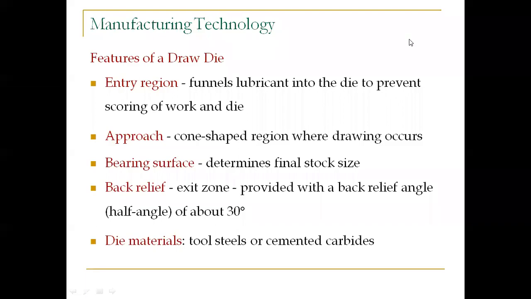These are some features of the draw die. First is the entry region, which funnels lubricant into the die to prevent scoring of the work and die. Next is the approach, a cone-shaped region where drawing occurs. Next is the wearing surface, which determines final stock size. Back relief exists at the exit zone, provided with a back relief angle, that is a half angle of about 30 degrees. Next is die material, which we can use for manufacturing the die. The materials are tool steel or cemented carbide.